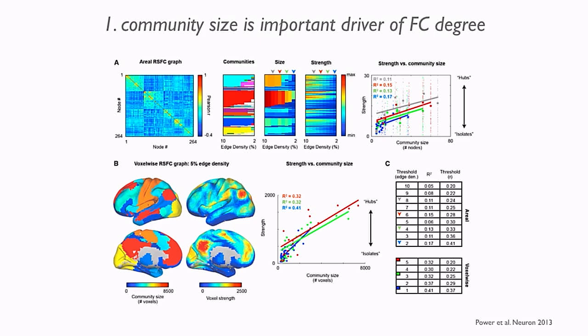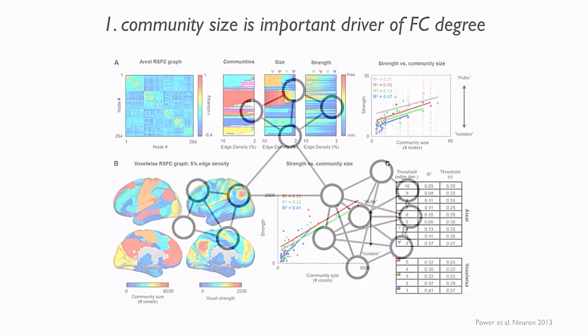And one of the first things that I think is worth noticing, which was nicely formulated by Power and colleagues a couple of years ago, is that the community size, or basically the size of the submodule a certain node is in, might actually influence its functional degree. And basically, the idea is the following.